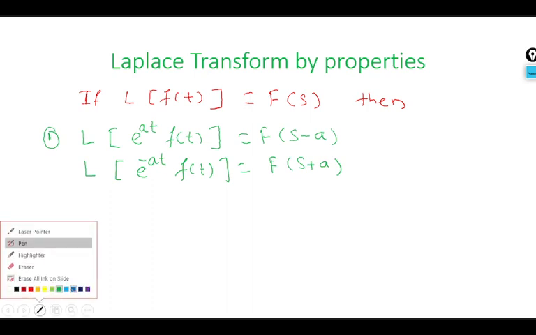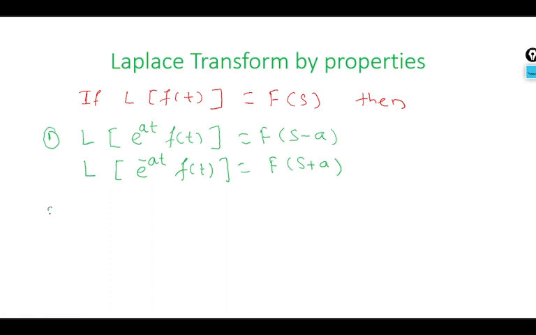Then we have a second property known as Laplace of derivative. Remember, the first property is very important for exam purposes. The second property is not so important. Not a single question has come in the last 3-4 years, or generally it is not so required. But yes, it is required in the application when we solve differential equations by Laplace transform.